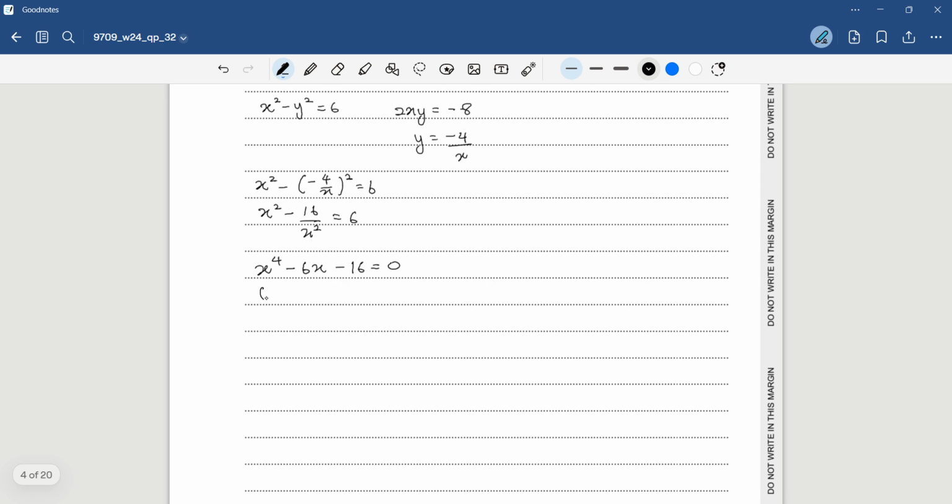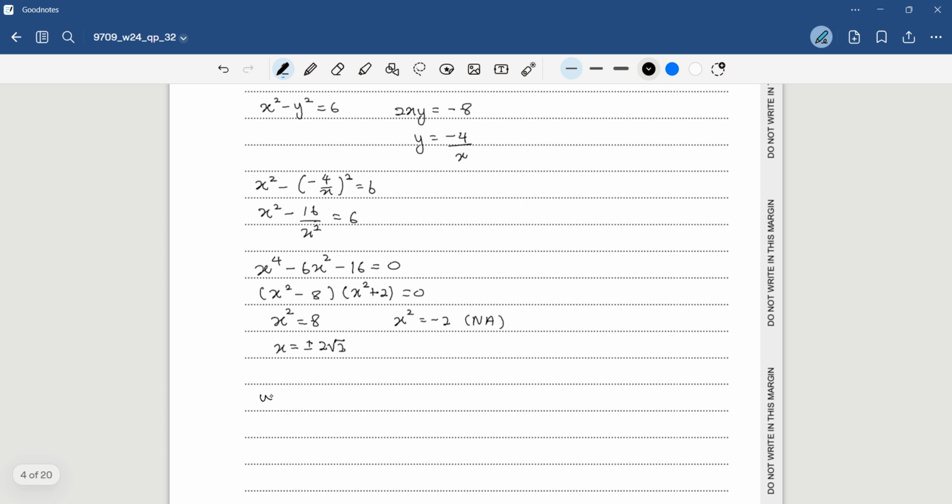So by factorizing this, (x squared minus 8)(x squared plus 2) equals 0. Therefore, x squared equals 8. So x equals plus or minus square root of 8, which is 2 root 2. Whereas here, x squared equals negative 2. This one we cannot proceed with, because the square of any real number won't give a negative. So it cannot be proceeded.